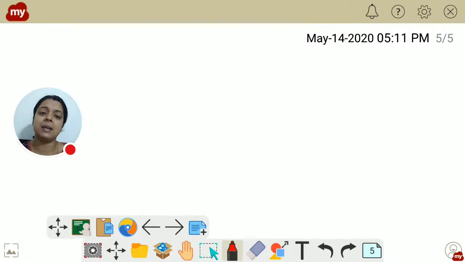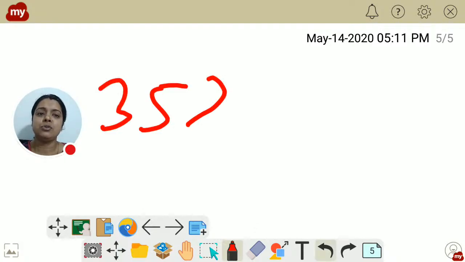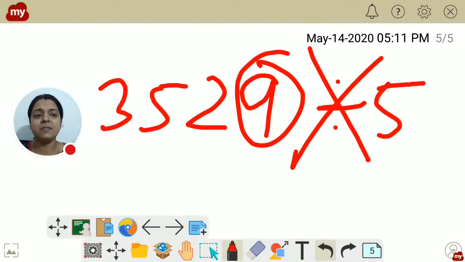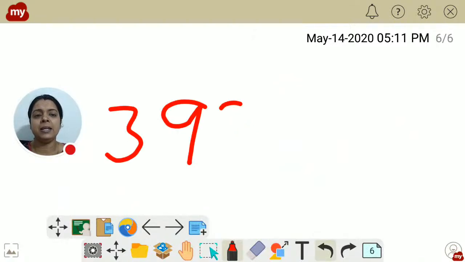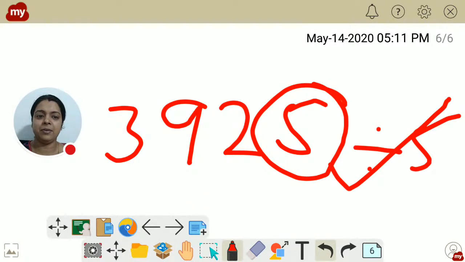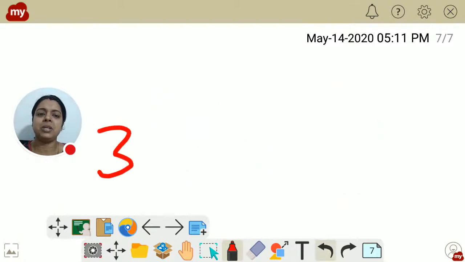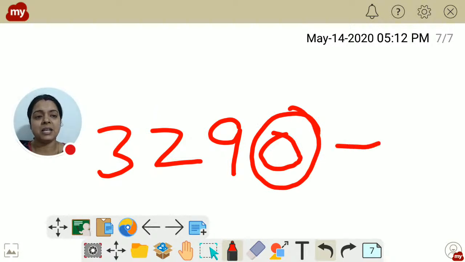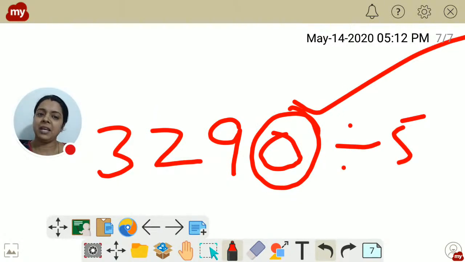Now I'm taking a number, 3529. Here the number is ending in 9, so it is not divisible by 5. I'm taking another number now, 3925. Ending in 5. If it is ending in 5, undoubtedly it is divisible by 5, right? Now I'll take another number, 3290. It is ending in 0, so it is undoubtedly divisible by 5. Got it? I hope you have no problem at all.